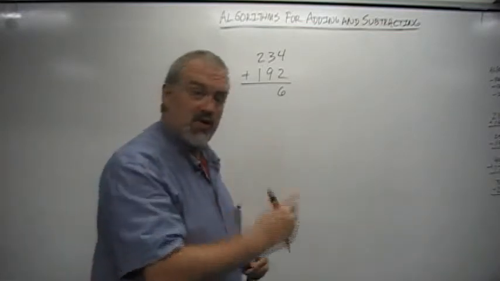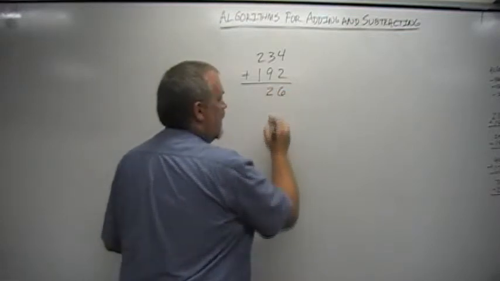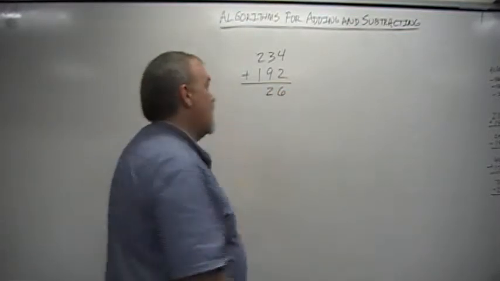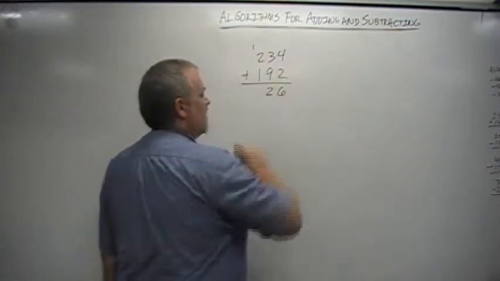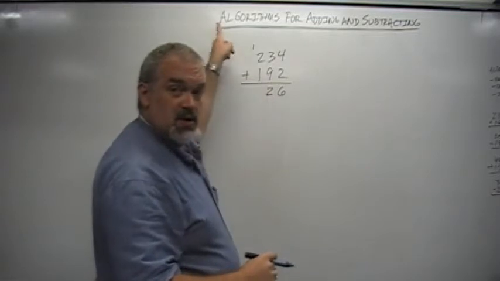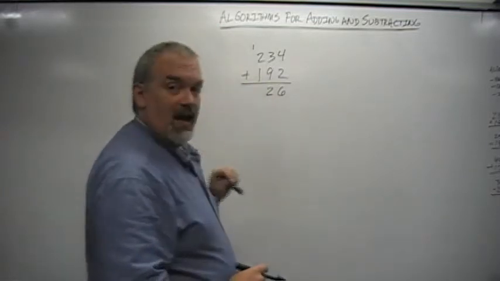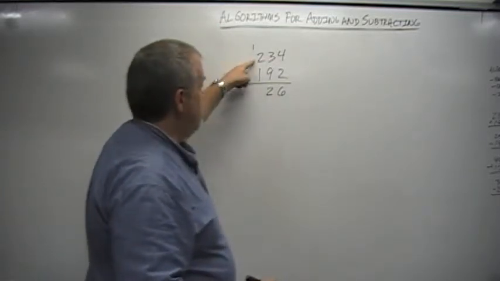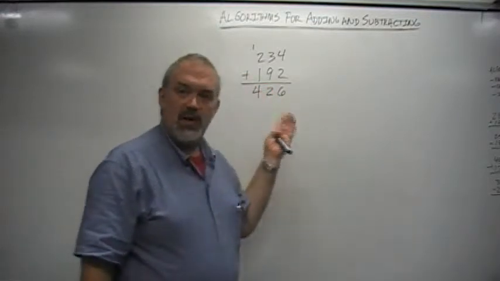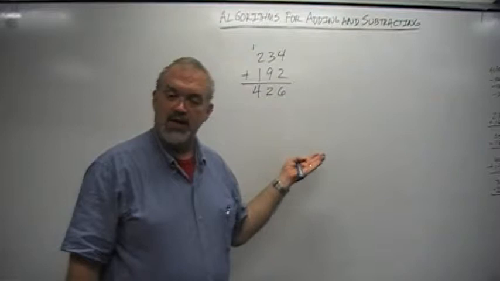So I just put the 2 down, and then I do what's called carry. I carry the 1 over to the next column. So I write that 1 right up there so I don't forget about it. So again, 3 plus 9 is 12. The 2 goes here, the 1 goes over here. And then I add my last column. 1 plus 2 is 3, plus 1 is 4. And that's what an algorithm for addition looks like.